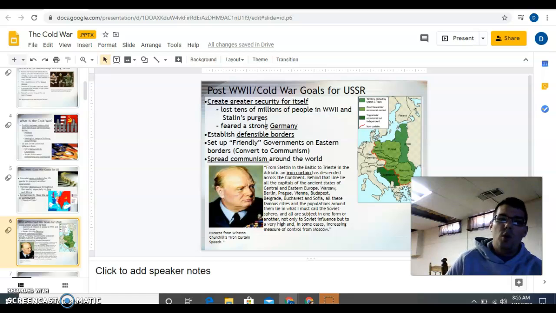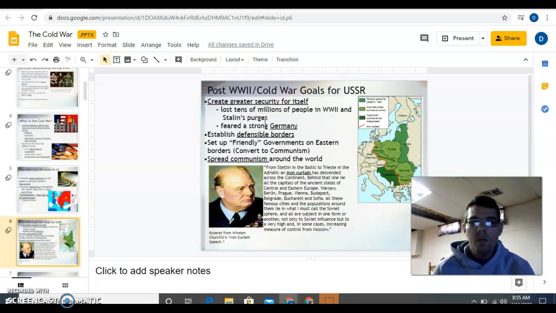All right. So what are the goals for the USSR? Their goal is to create greater security for itself. They were invaded twice by Germany. So they've lost tens of millions of people throughout World War I and World War II, Stalin's purges, and Stalin's famine. Tens of millions of people are dead. So he feared a strong Germany.